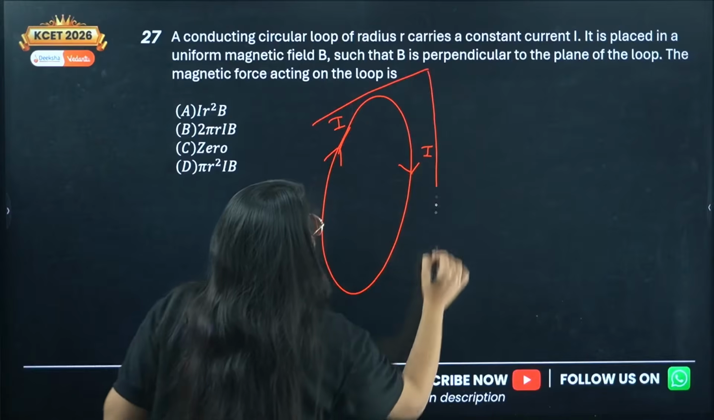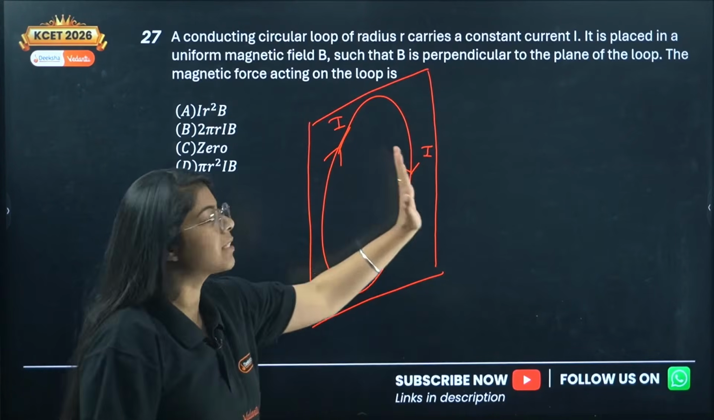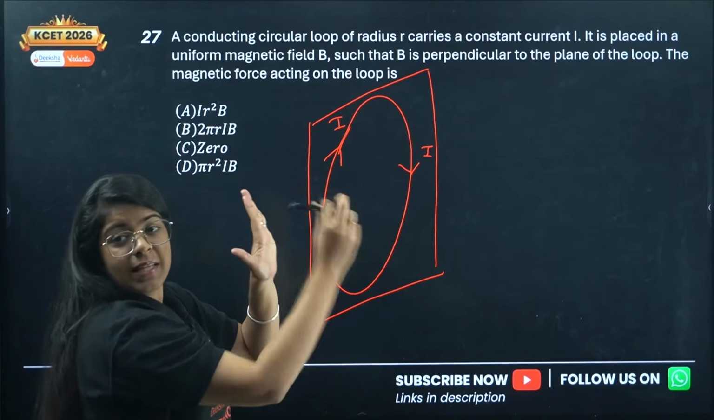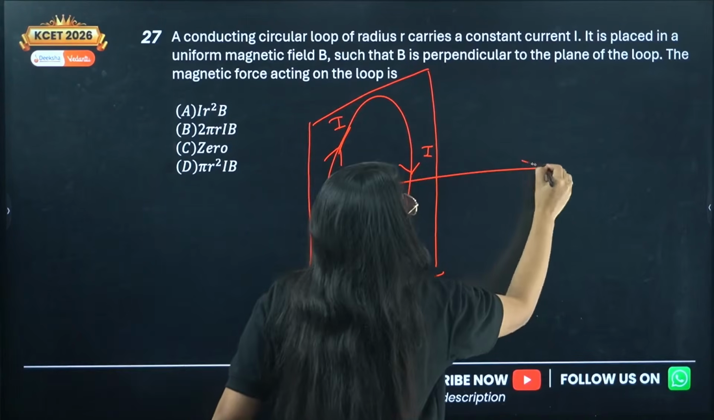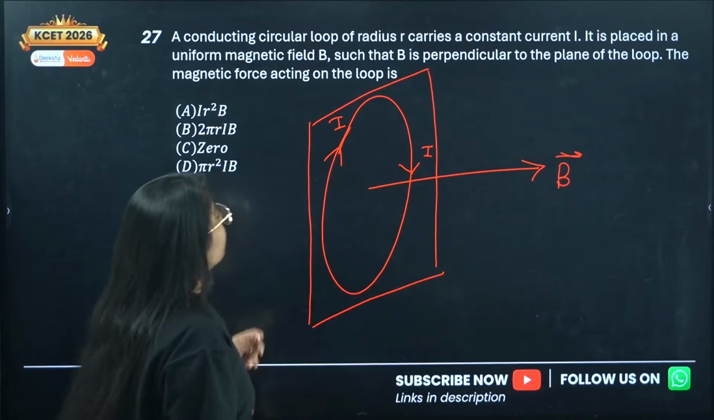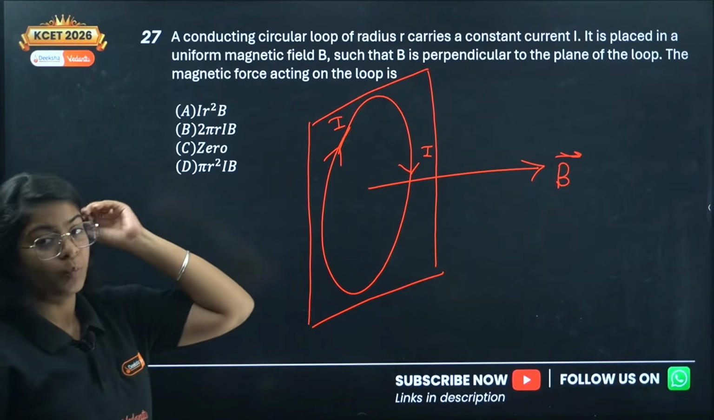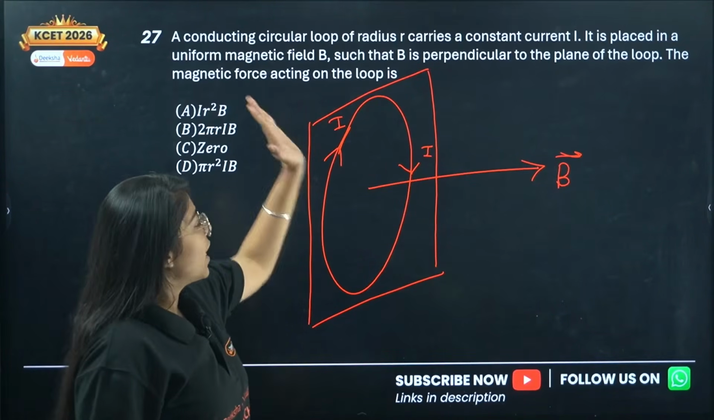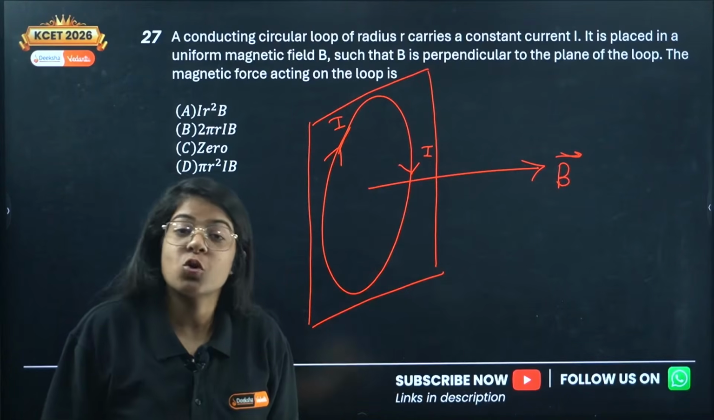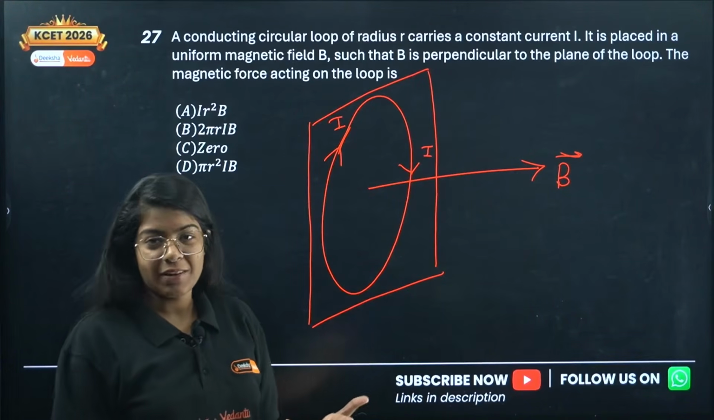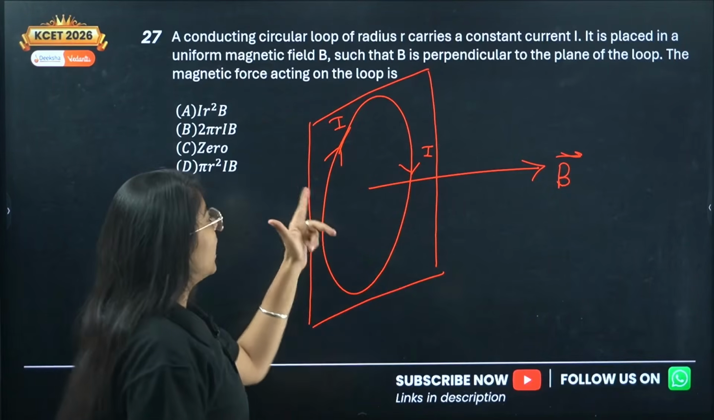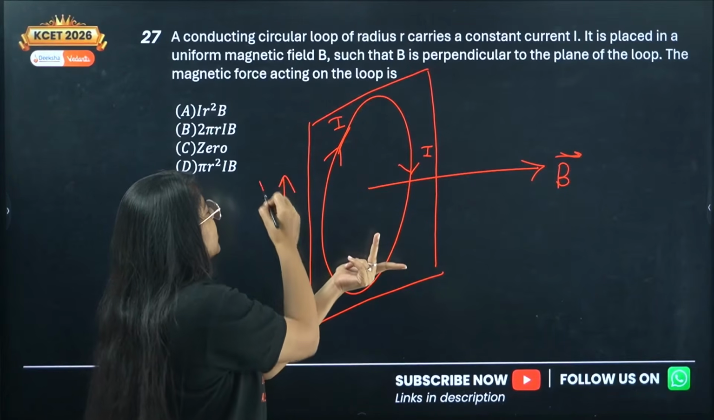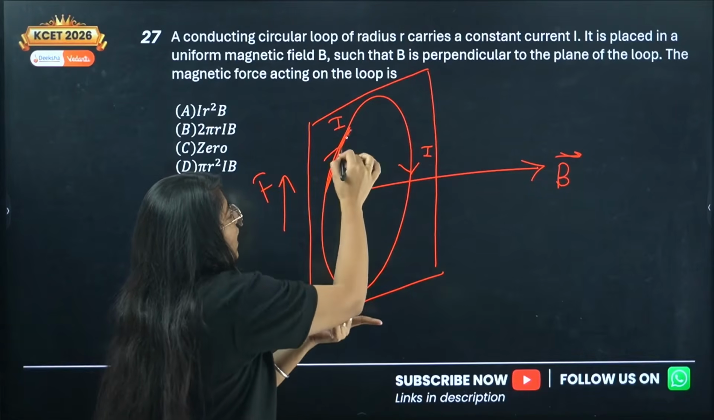Now, this is somewhere the plane of the loop, and B is perpendicular to the plane of the loop. The question asks for the magnetic force acting on the whole loop. If current and magnetic field are given and I have to find force, I will use Fleming's left hand rule. If I take my left hand, this is the direction of current, this is the direction of magnetic field, and the force is inwards at this point.